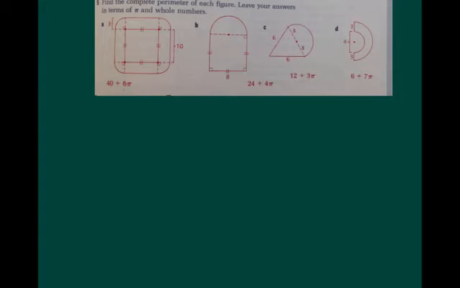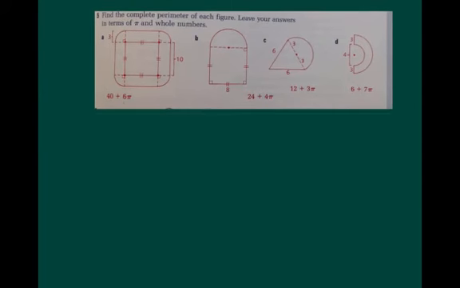Number 5 asks us to find the perimeter of the figures that are drawn. And so the trick is going to be to add up these straight pieces along with the curved parts.